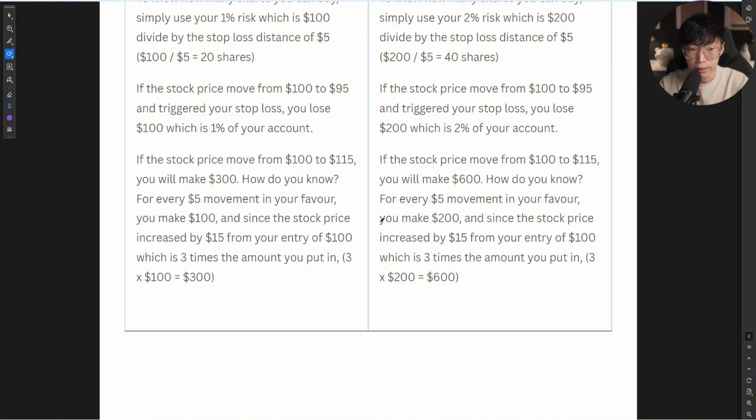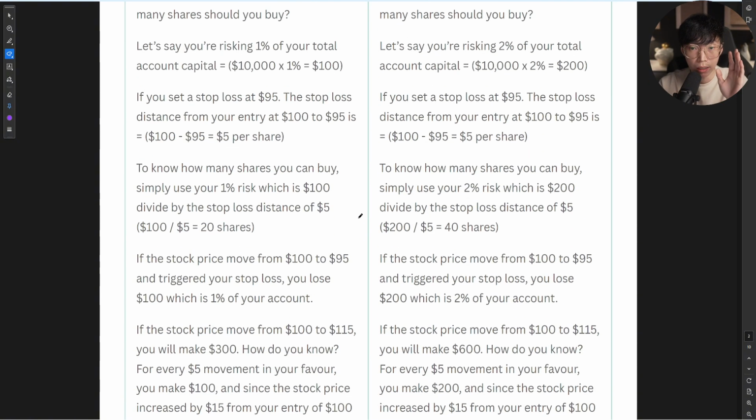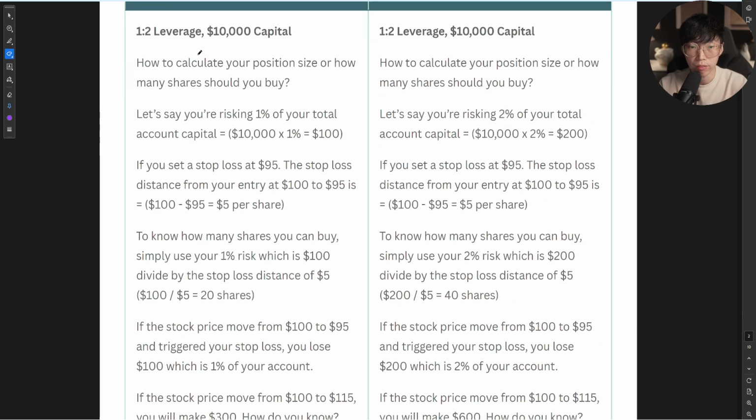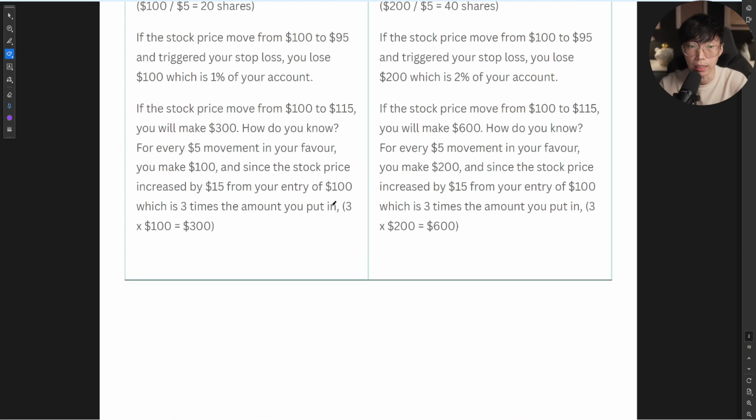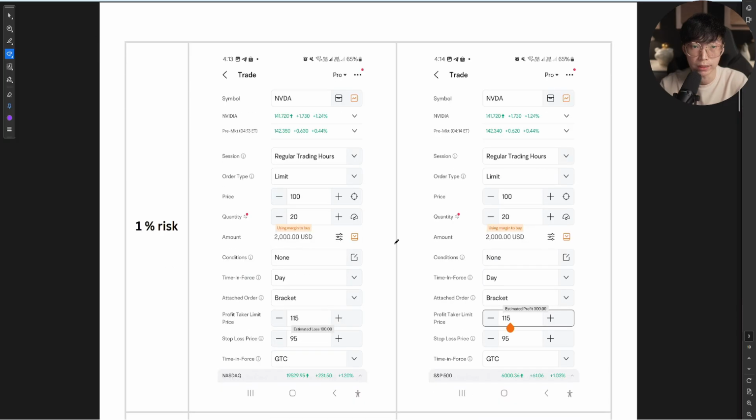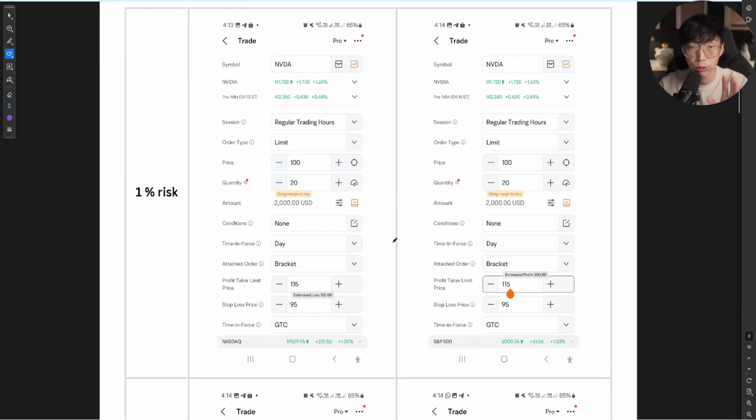Okay, so this should be quite simple. If you still don't understand, you can read through this PDF file. I tried to break it down as simply as possible so that you know exactly how to calculate it. Okay, if you still don't understand, no issues. I'll show you over here.